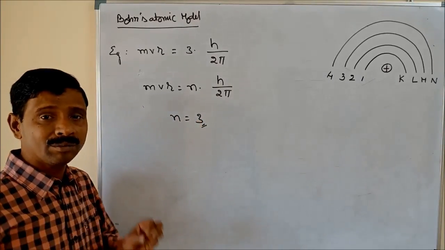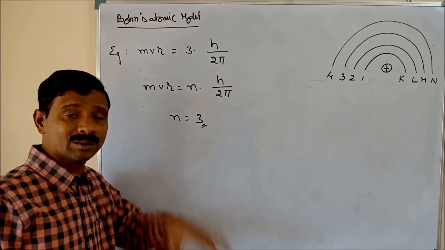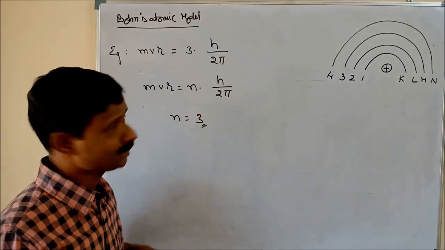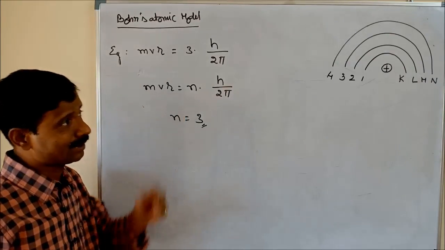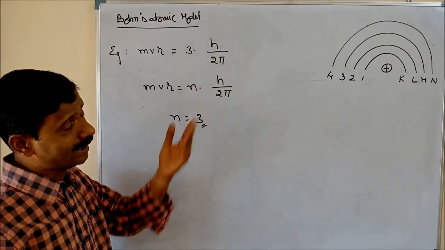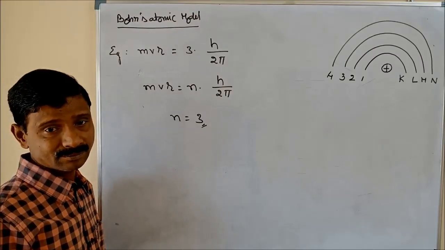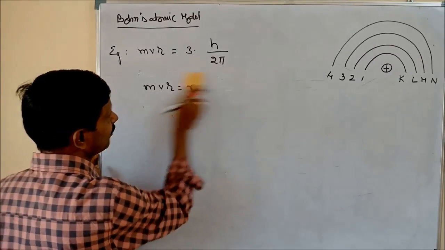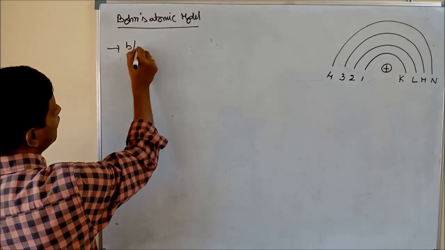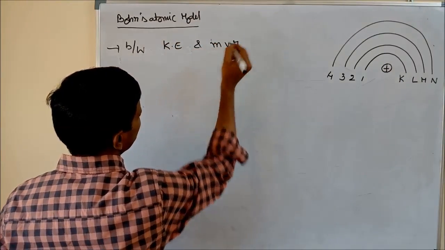So like this, be careful while observing the question, whether it is mvr equal to n into h by 2 pi or mvr equal to n by 2 into h by pi. This is one important part as far as angular momentum is concerned. And one more, suppose they give the angular momentum of the electron in that orbit, what about its kinetic energy? That is another relation, that means the relation between kinetic energy of the electron and its angular momentum.